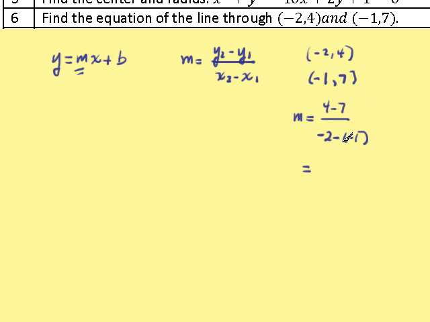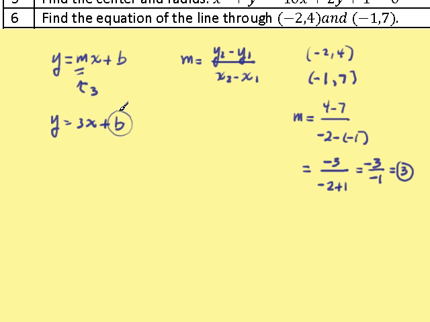So we have 4 minus 7, that's negative 3, over minus 2 plus 1. That's negative 3 over negative 1, or 3. Slope is 3. So we're going to put that here. Okay, so we have y is equal to 3x plus b. And now to figure out what b is, we'll use, let's say, this point, either one. For x, we'll put minus 2. Substitute. For y, we'll put 4.